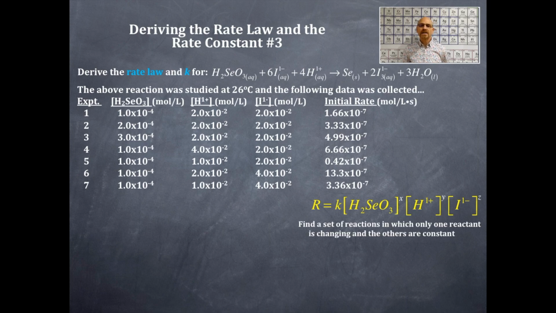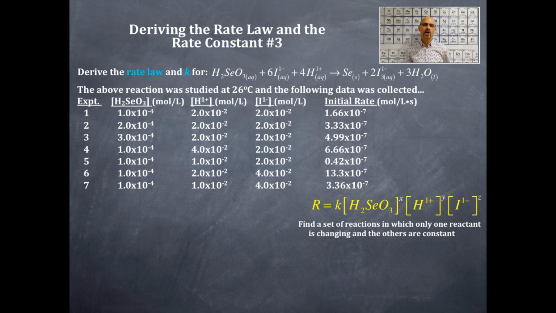So I'm going to find a set of reactions in which only one reactant is changing and the others are being held constant. So what I want you to do is pause the video right now and, after I give a little bit of direction, figure out which 2 sets of reactants remain constant while the other one is changing, while the initial rate is changing. Okay, so let's start this off.